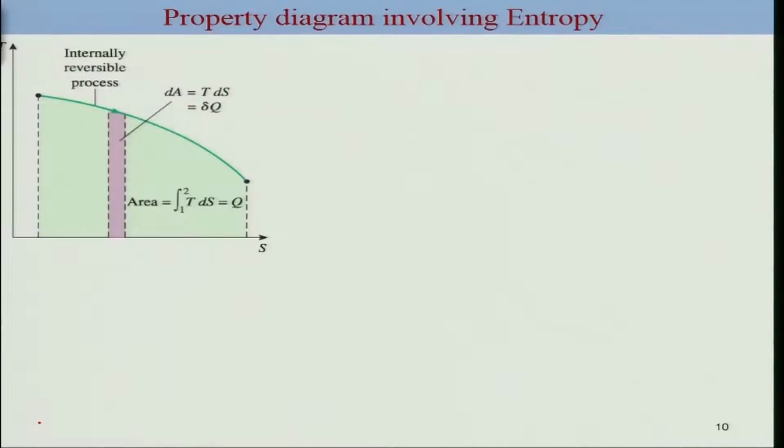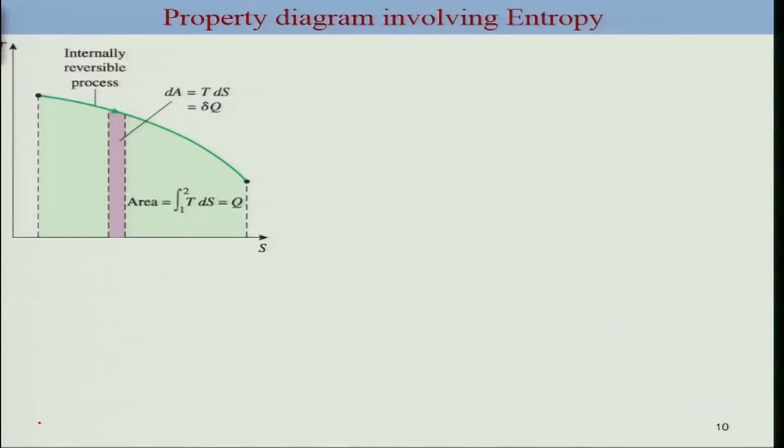As I mentioned, the property diagram becomes extremely useful to explain processes. Similar to your PV diagram or TV diagram, where we looked into the processes related to the first law of thermodynamics, for processes where you have to apply the second law of thermodynamics, the TS diagram or the HS diagram becomes quite useful for explaining or analyzing the process.